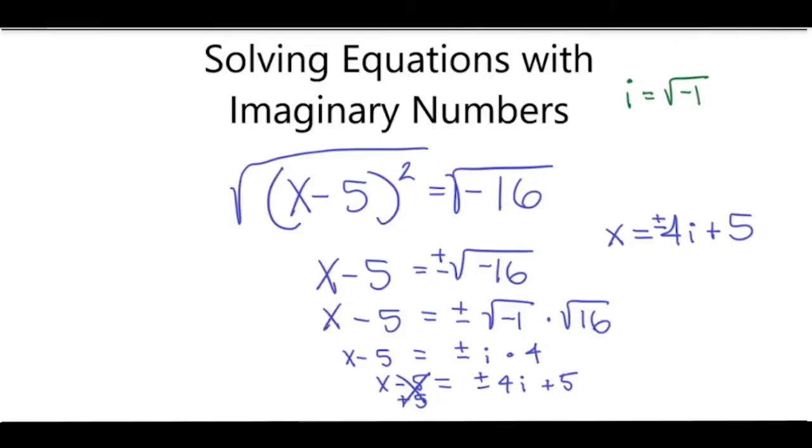But when we write these out, this is what's called a complex number, because there's an imaginary part and there's a real part. We always put the real part first. So I'm going to rewrite this as x equals 5 plus or minus 4i. And that's how you solve these equations with imaginary numbers. Hope that helps.